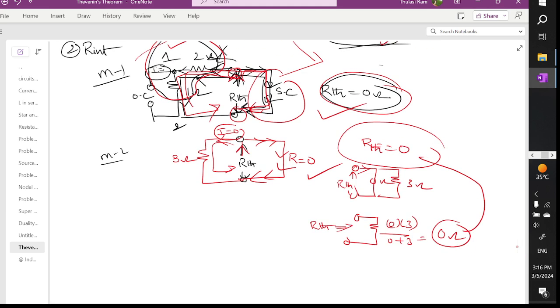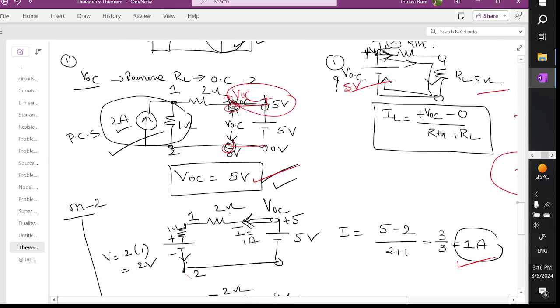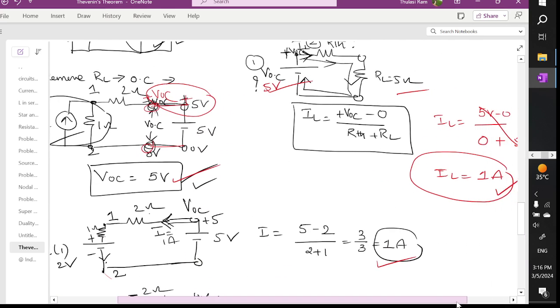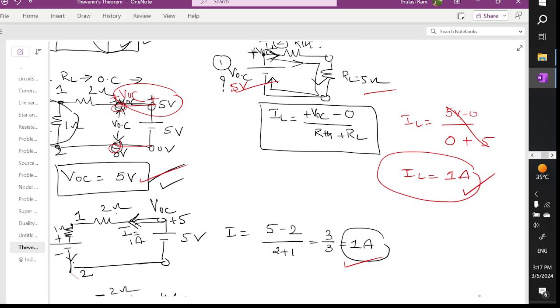Or if you think about it, you can see these two branches are again in series. 2 plus 1 is 3 ohm, so current will start flowing. Current doesn't flow in this branch, current will flow only in this branch, again R equal to 0. So by substituting all the values, 5 volts minus 0 by R Thevenin is 0 and R load is 5 ohm, you are going to get 1 ampere. Hope you are able to understand this problem. Let's try to exercise the next problem.